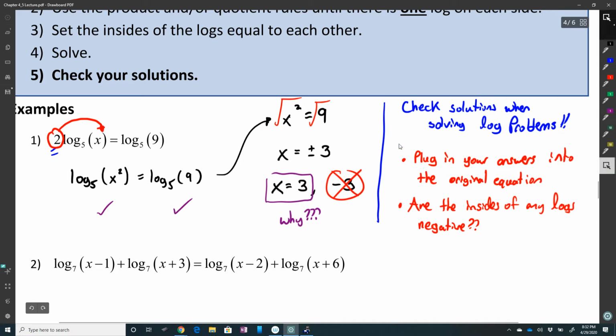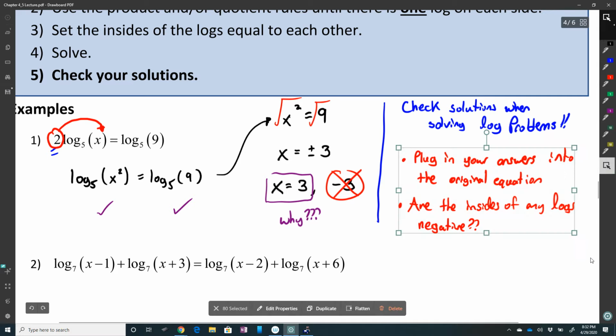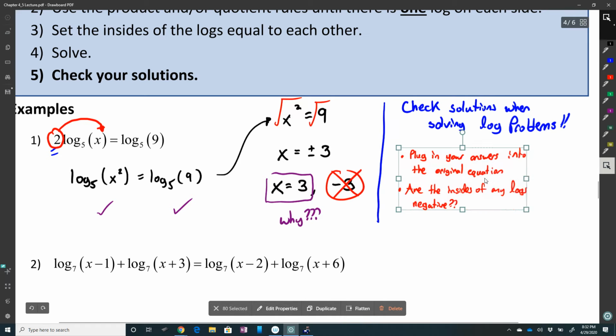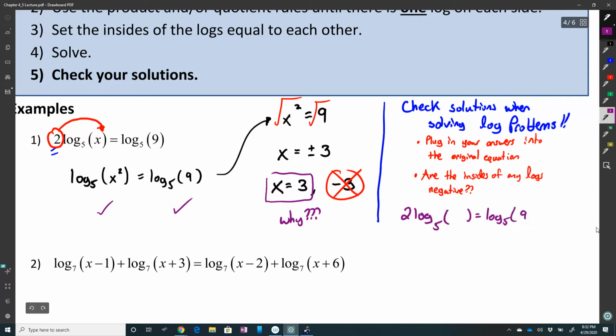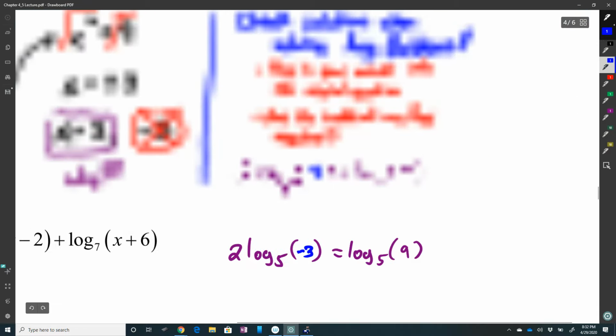So what I did here was show that it's not an answer, but without having to graph it, because graphing is not going to count on the exam. What you do is plug them into the original equation. You have 2 log base 5 of x equals log base 5 of 9, and then the other one, 2 log base 5 of x. My 2 answers were 3 and negative 3. I'm not going to do any solving, I'm just going to look at it this way.